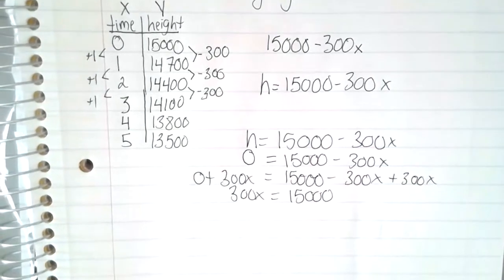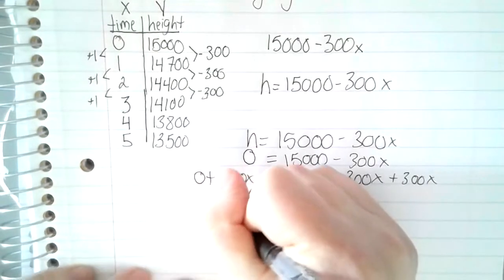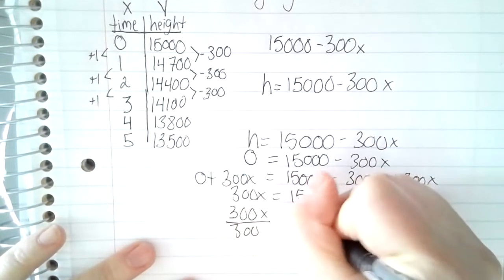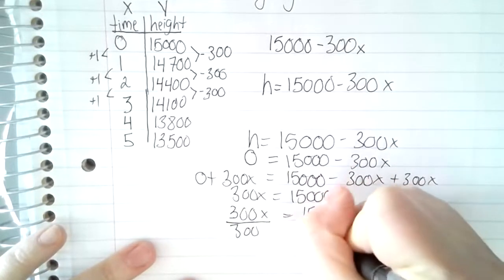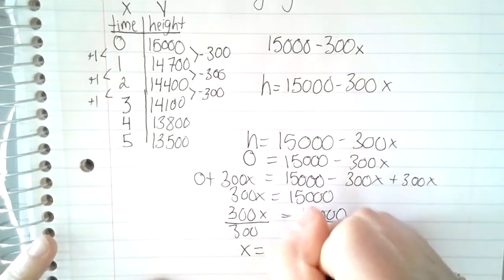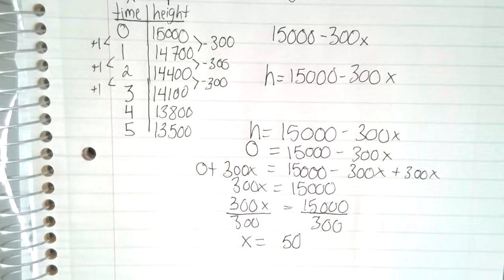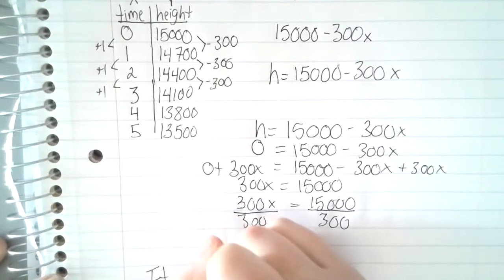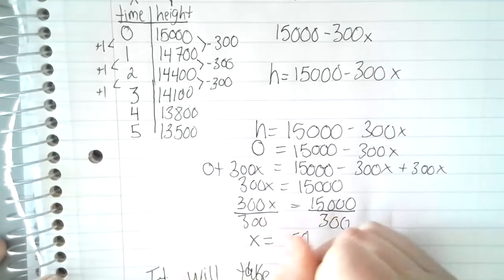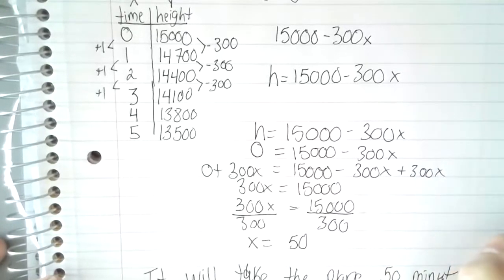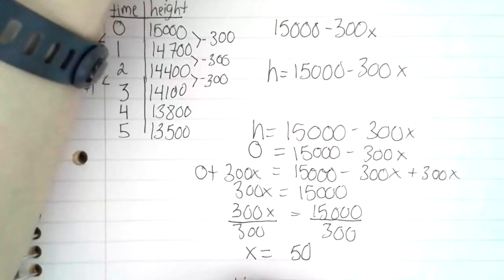At this point in time, I'm just looking for the value of x, not 300 times whatever x is. The opposite of multiplication is, of course, division. So I'm going to need to divide both sides of my equal sign by 300 to find out how long it's going to take my plane to land. Once I do that, I'm going to find out that it takes my plane 50 minutes to land. And similar to the one previous, you could often end it with a phrase like, it will take the plane 50 minutes to land.